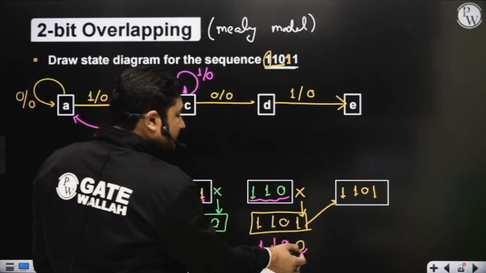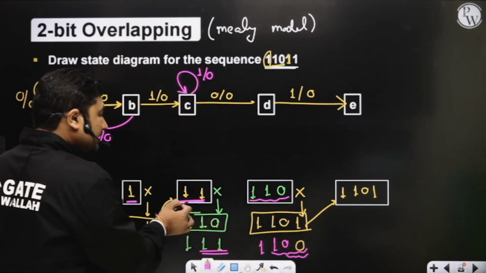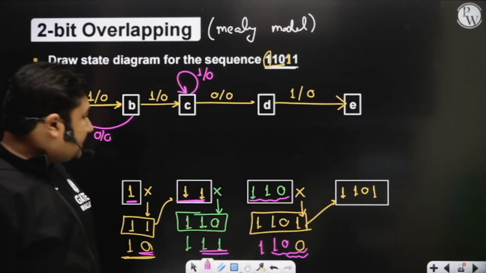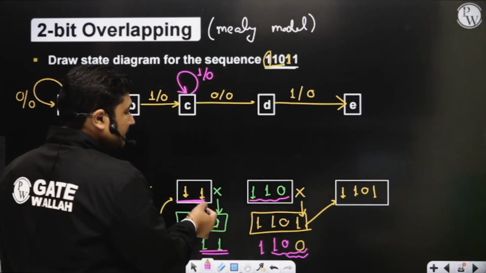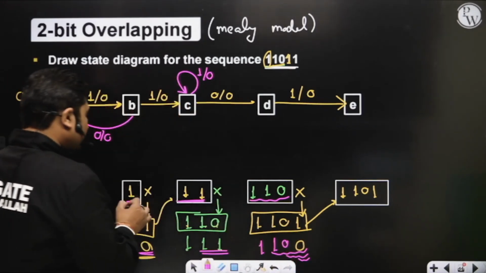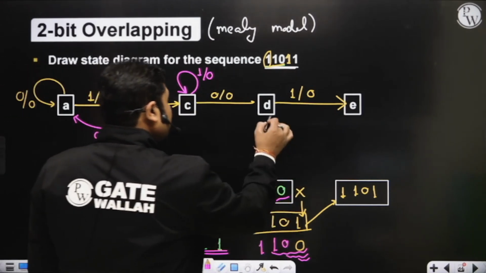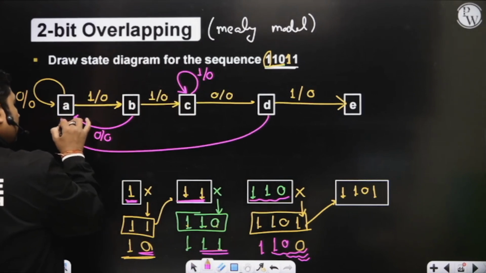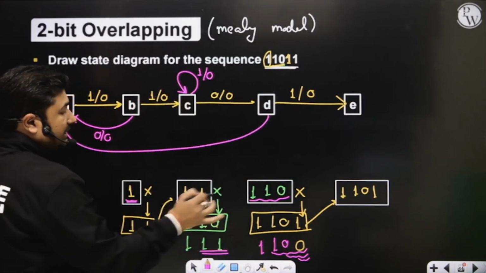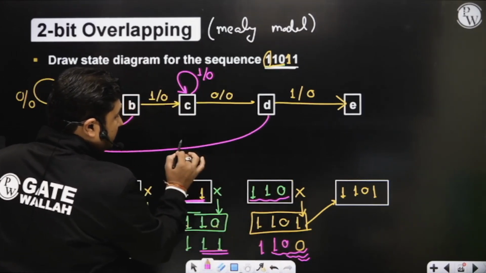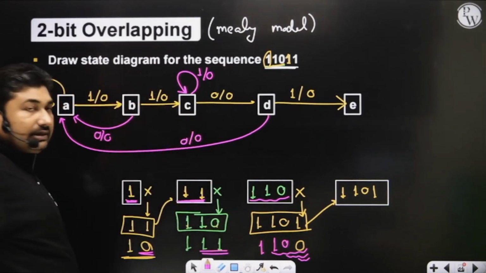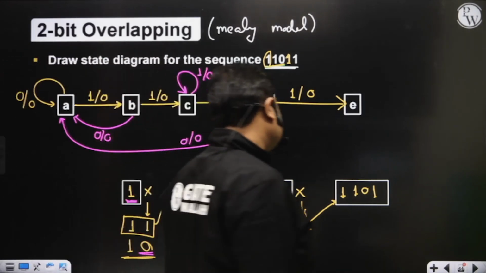If it does not match, then compare the last 2 bits with the 2-bit state. If it matches, come to state C. Otherwise, compare the last bit to the 1-bit state. If it matches, come to state B. If it does not match, then return back to state A only. Is it okay? Yes, sir. What is the condition? X is equal to 0, output 0. Is it okay? Up to this part, everything is clear, sir.